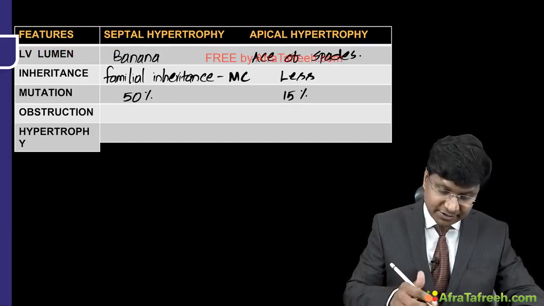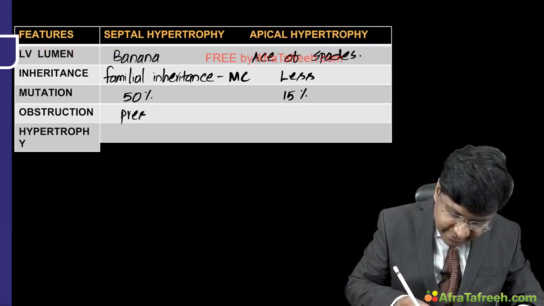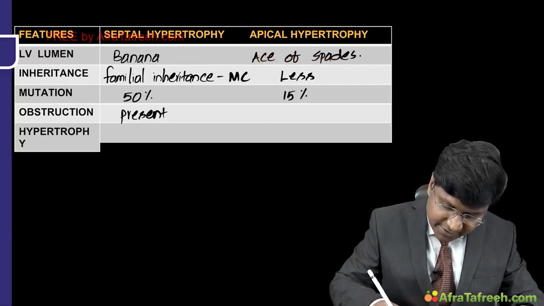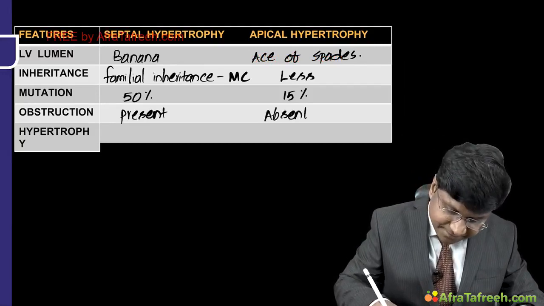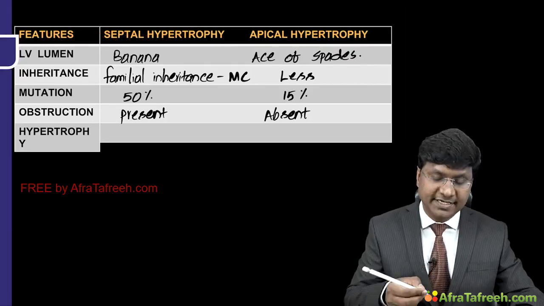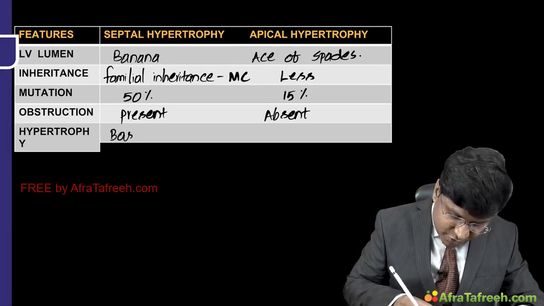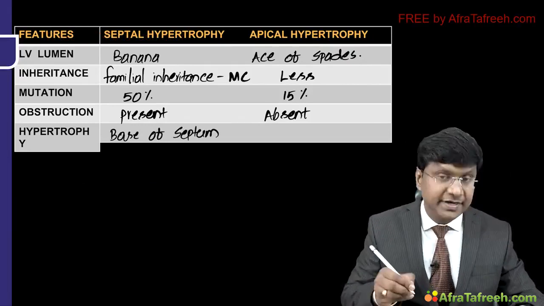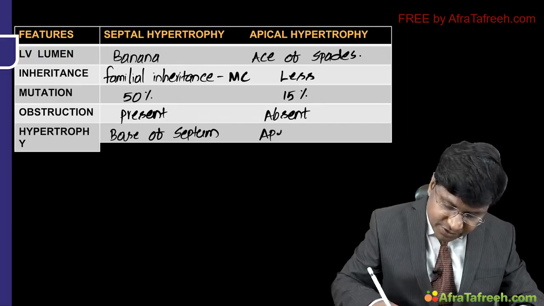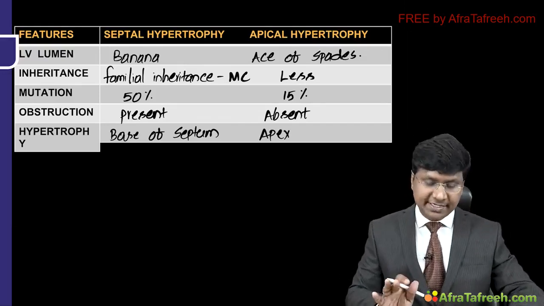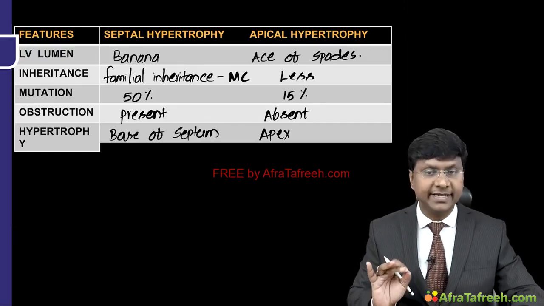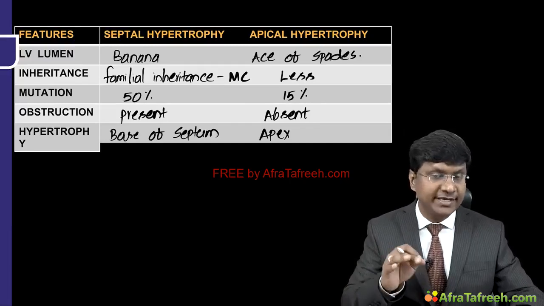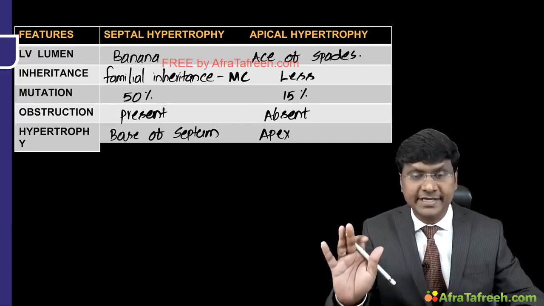Then what about the obstruction? The obstruction is present at the left ventricular outflow tract, but in apical hypertrophy, the obstruction is absent. In septal hypertrophy, as the word itself tells you, it is the base of the septum which is hypertrophied, whereas in apical hypertrophy, it is the apex which is hypertrophied. So these are the differences between septal and apical hypertrophy. A very, very important point is the obstruction: it will be there only in septal hypertrophy, but absent in apical hypertrophy.